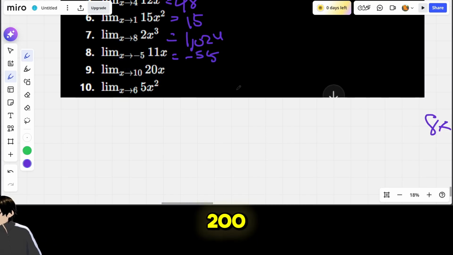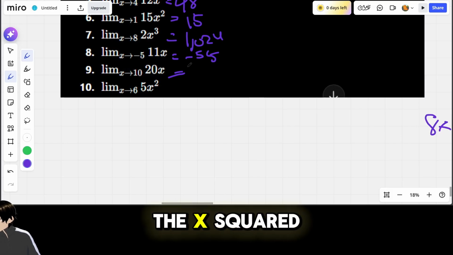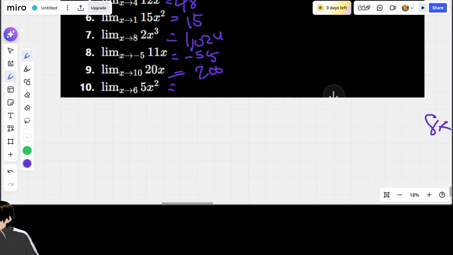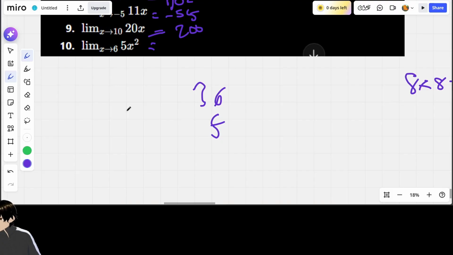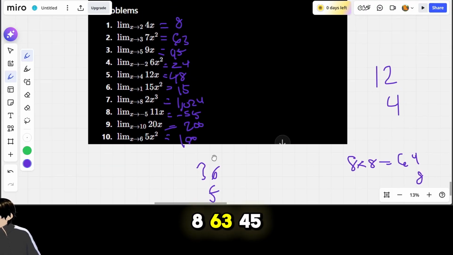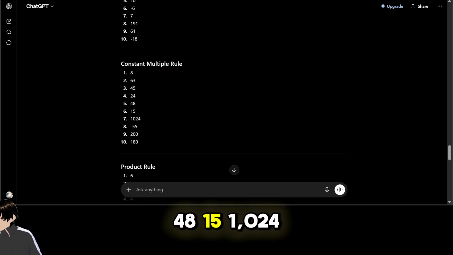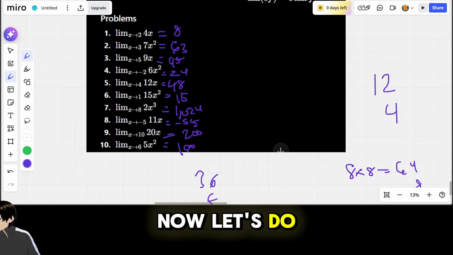10 times 20 is going to be 200. Then we have x squared. X squared is going to be 6. 6 times 6, 36. Times 5, it's going to be 180. So let's check if we're correct on the constant multiple rule. Okay, so we have 8, 63, 45, 24, 48, 15, 1024, negative 55, 200, 180. That's correct.